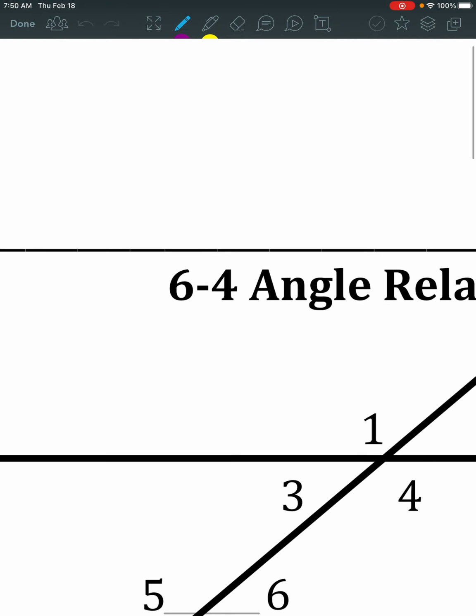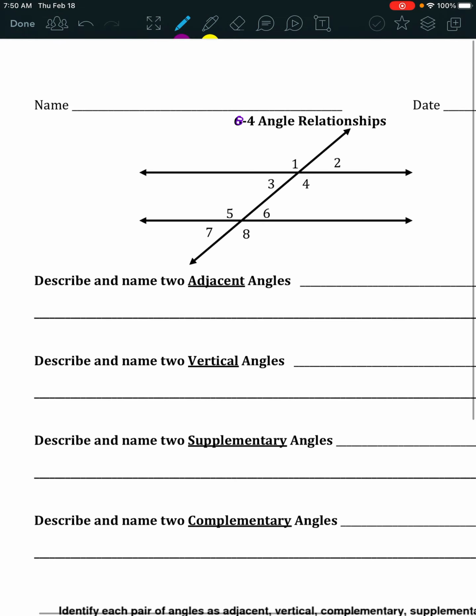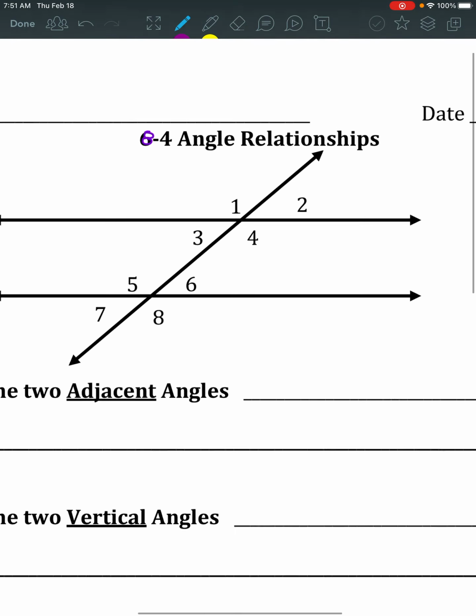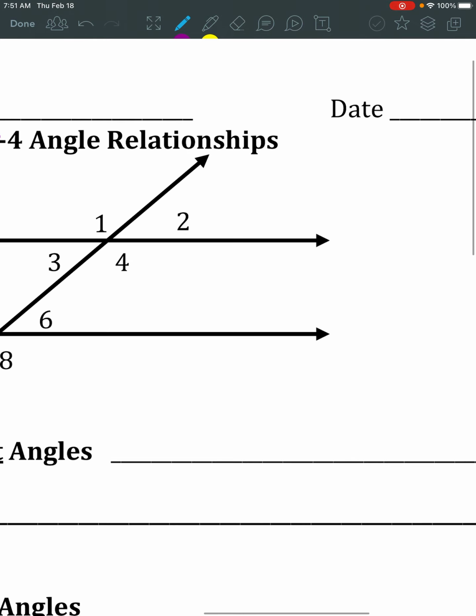I just realized when I made these notes that this is the wrong lesson, so this should be 8-4 in your textbook. Angle relationships. So 4 different types of angles we're going to talk about: adjacent, vertical, supplementary, and complementary. So adjacent angles. Adjacent simply means side-by-side angles.